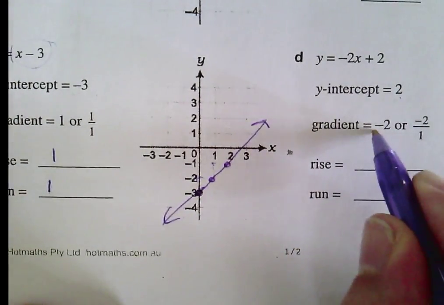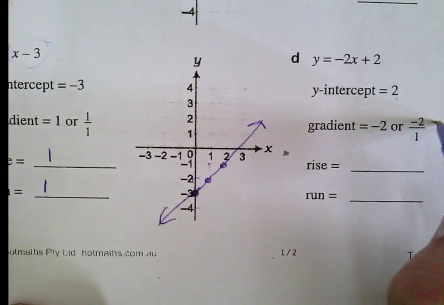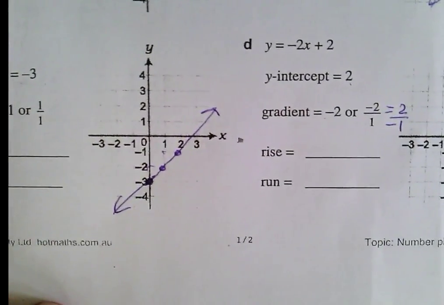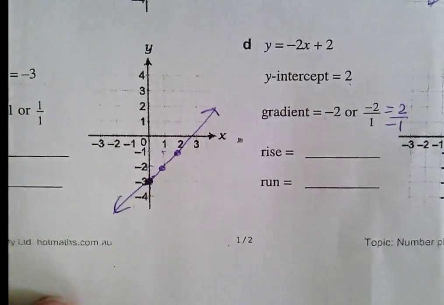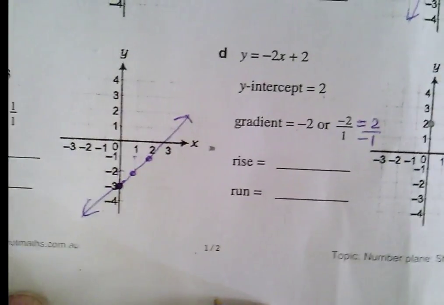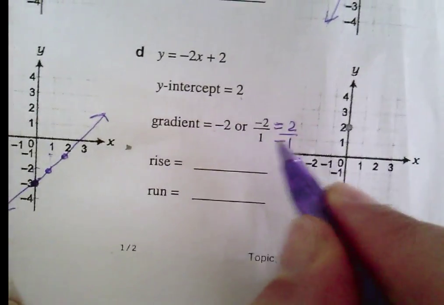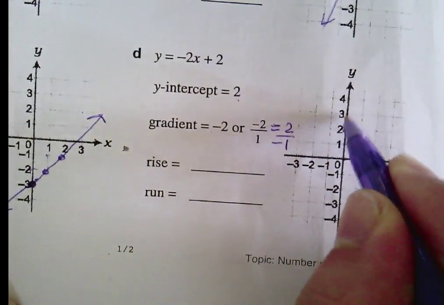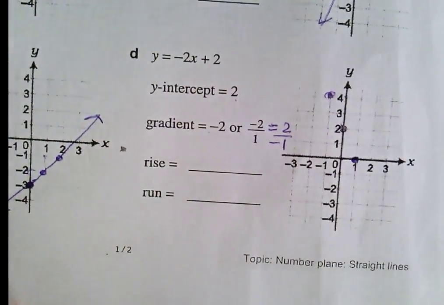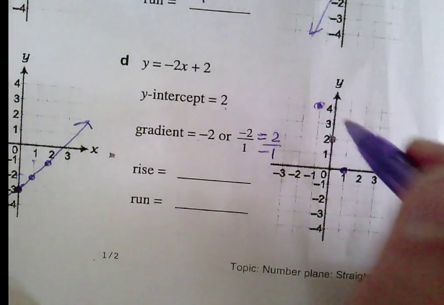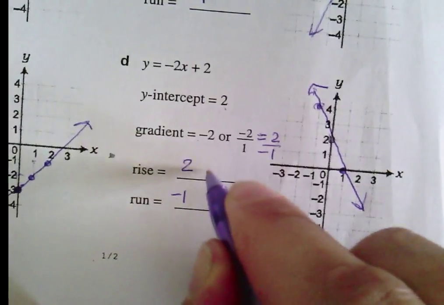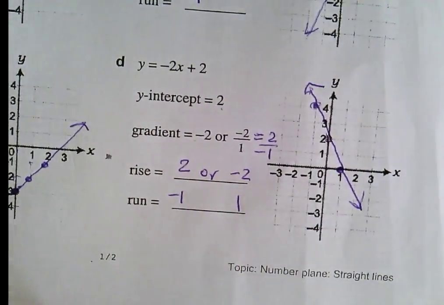And the last one, y equals negative 2x plus 2. The y-intercept's 2. The gradient's negative 2 over 1 or 2 over negative 1. Do you want to do 2 over negative 1 or negative 2 over 1? I don't mind. What do you prefer? Anyone? I'll do both. So from the y-intercept, I'm going to go down 2 across 1, but I'm also going to go up 2, back negative 1. So you can do it either way. Gradient's negative, it should look like this. I don't mind which way.